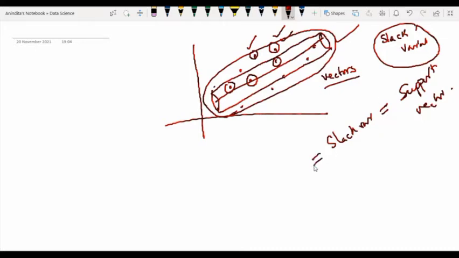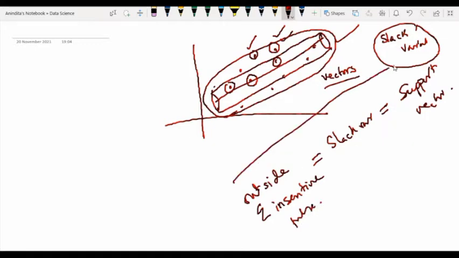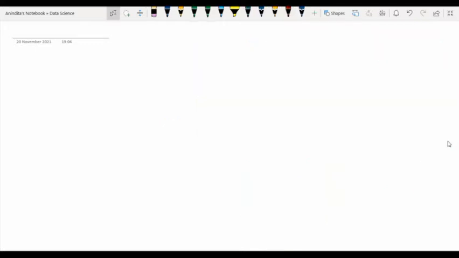And what are slack variables? Slack variables are the points which exist outside the epsilon insensitive tube. So this is the concept of support vector over here, right? Now I am telling you the simple description of support vector regression, meaning the different steps that we have to follow. This algorithm follows some basic steps.